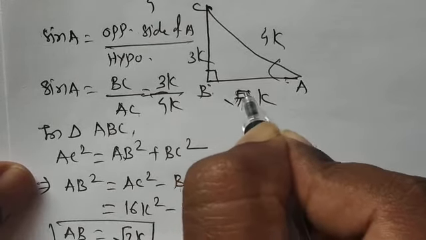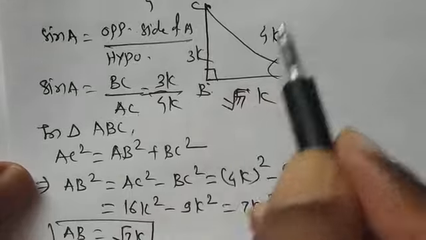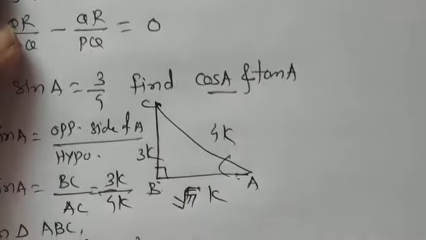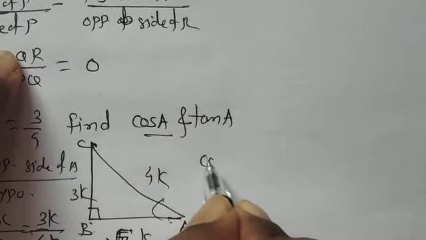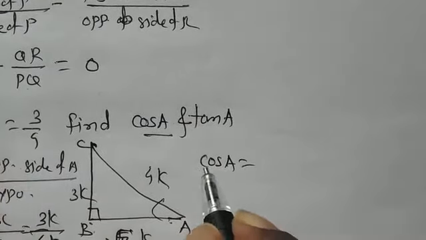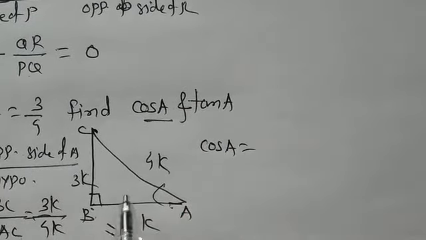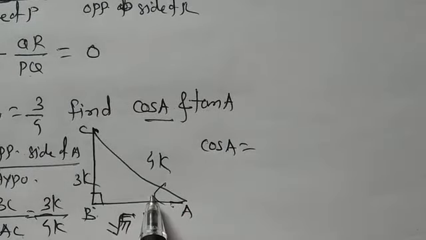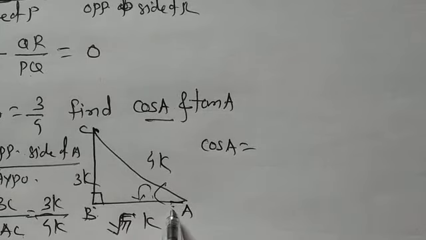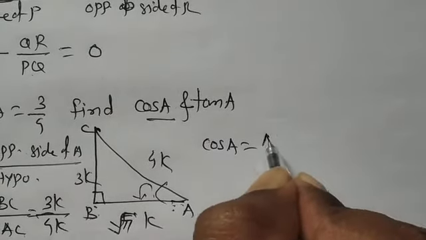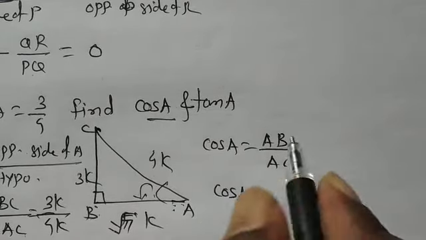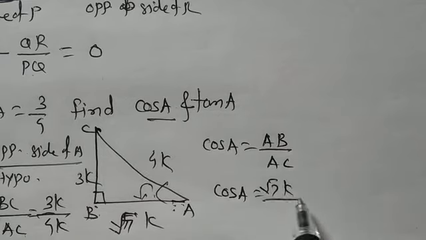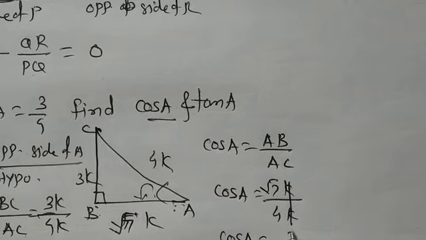Now tell me, find cos of A. We want to find cos of A. We have the formula: adjacent side upon hypotenuse. The adjacent side for A is AB, upon hypotenuse AC. So AB upon AC. Cos of A is equal to AB, root 7K, upon AC, 4K. That cancels, so cos of A is root 7 by 4.